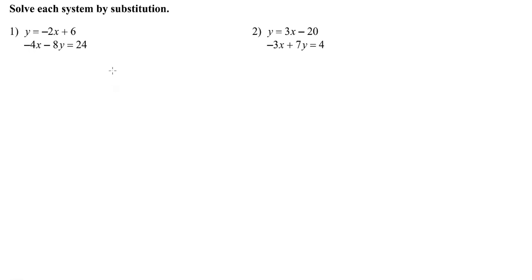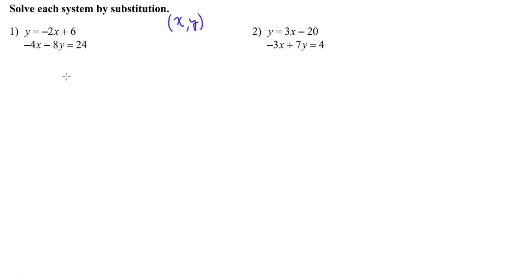In this video, we're going to review solving systems of equations by substitution. So a system of equations is when you have two or more linear equations like we have here, and the solution is going to be an ordered pair, an x, comma y, that would make both equations true.